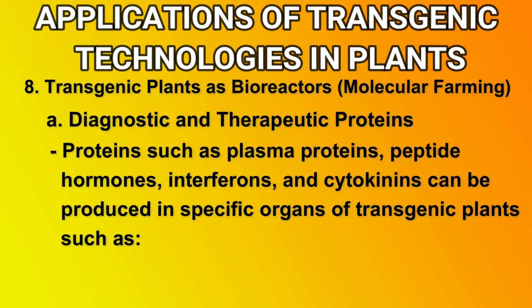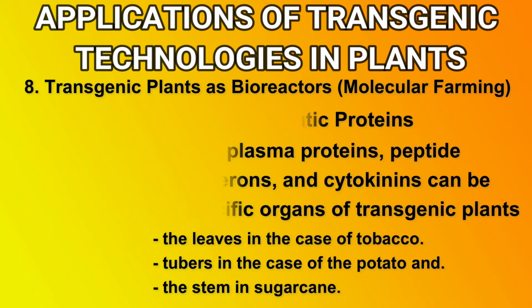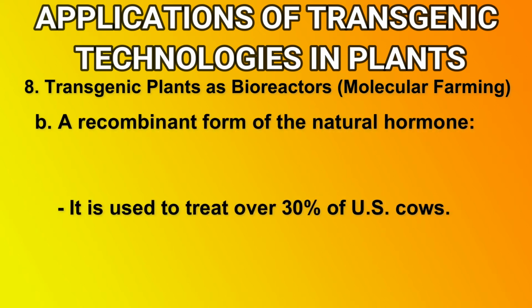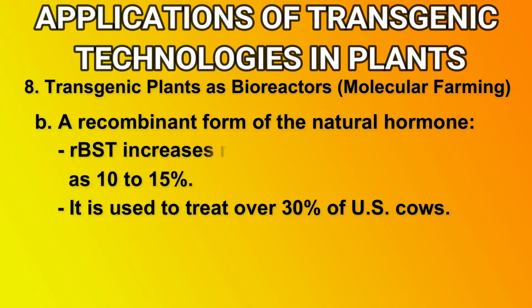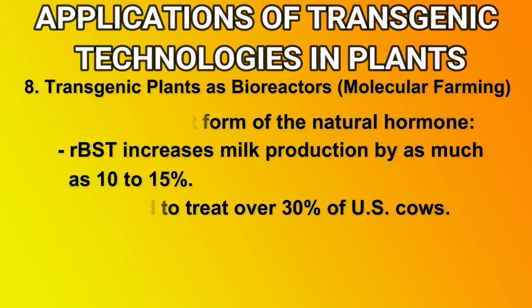Proteins such as plasma protein, peptide hormones, interferons, and cytokinin can be produced in specific organs of transgenic plants, such as the leaf in the case of tobacco, tubers in the case of potatoes, and stem in the case of sugarcane. A recombinant form of natural hormone, RBST, bovine somatotropin, which causes cows to produce milk, can be synthesized through transgenic plants. RBST increases milk production by as much as 10 to 15%. It can be used to treat over 30% of US cows.